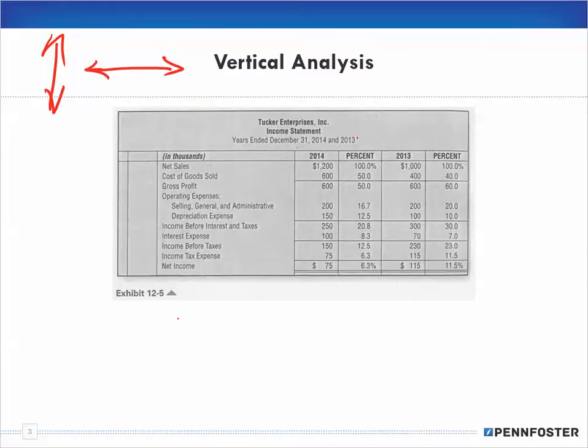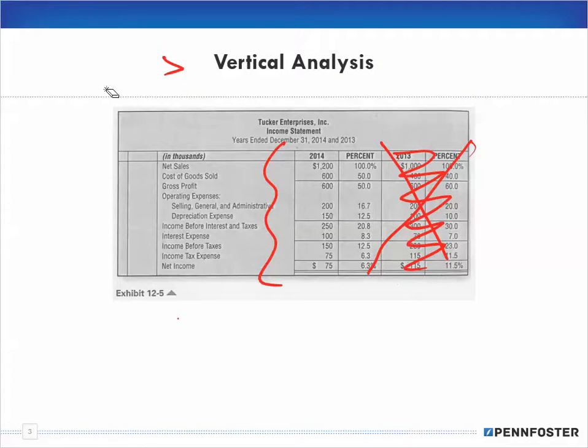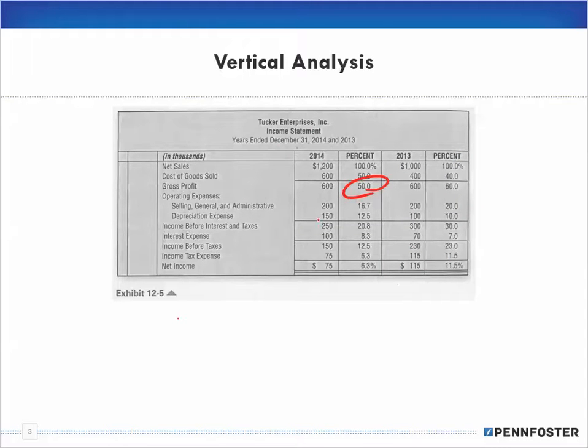So with vertical analysis, realize that when you're analyzing, let's imagine you don't see 2013 here. This is all scribbled out, and all you have is 2014 information. Well, in and of itself, it doesn't mean anything. Well, I mean, it does, but you don't have anything to compare it to in order to see whether that's good or bad, right? Like, for example, here, you have your gross profit, and it says your gross profit is 50%, but what does that mean?